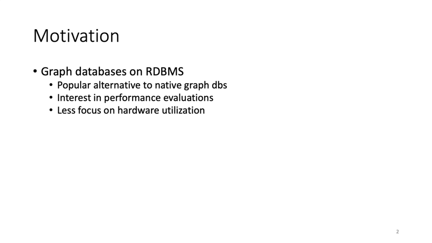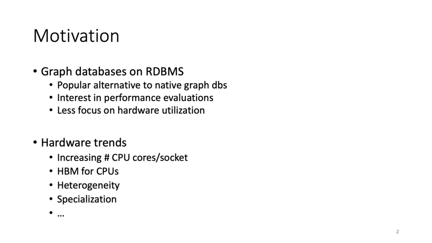A lot of earlier studies have also done performance evaluations and comparisons across different systems. But how well the underlying hardware is being utilized has not been well studied. So that is the focus of our work. But how is understanding the hardware utilization useful? For one, it can help us get insights about performance bottlenecks on the current system. And also it can give us insights about how the efficiency could change as hardware evolves.